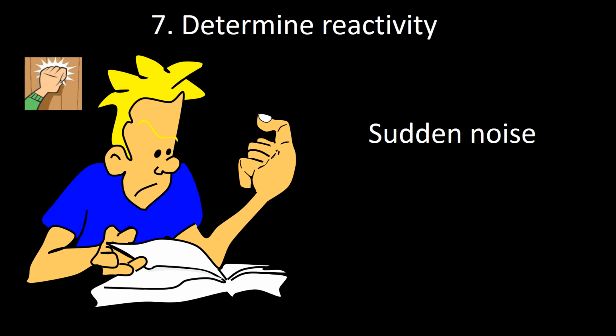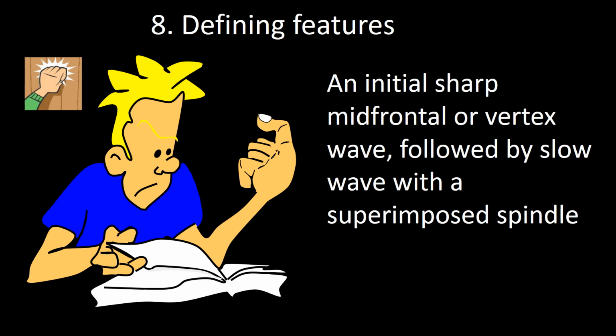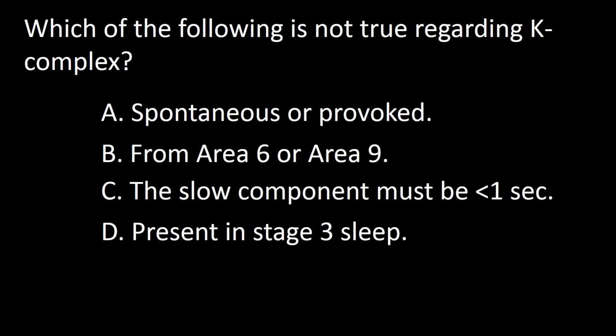K-complexes are triggered by sudden noises. Their defining features are their midline location, the presence of a surface negative sharp wave followed by a slow wave with a superimposed spindle, and their appearance only during sleep. So the answer to this question is: the slow component must be less than 1 second.